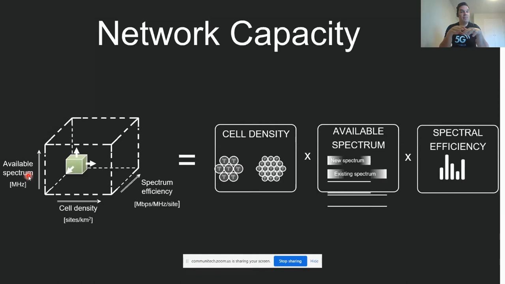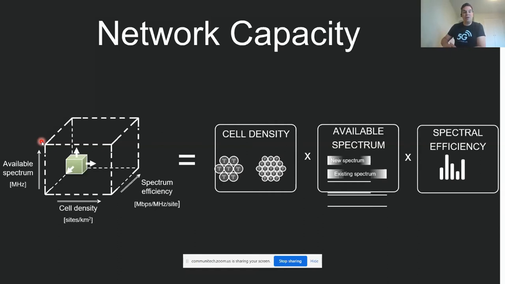Now we have three bands. We have the 700, the 3.5 and the 28. They're typically called low, medium, high band in 5G. So the first thing to understand is that in 5G, we got a lot more spectrum available to us. I should start with the positive part of when you go up in spectrum: you get a lot more bandwidth. But one of the negative parts is that the propagation is very low compared to the lower bands.